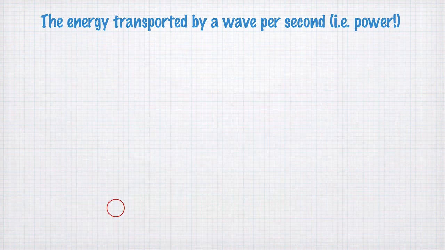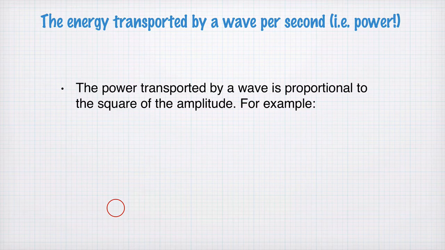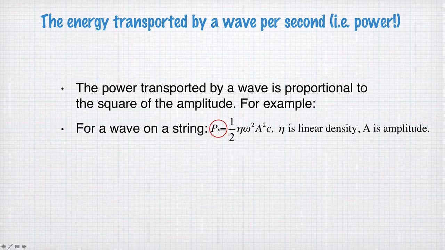The energy transported by a wave per second, i.e. the power, is proportional to the square of the amplitude. For example, on a string, the power transported is a half times the linear density, times the square of the angular frequency, times A squared, where A is the amplitude, times c, the speed. So it's proportional to the square of the amplitude.